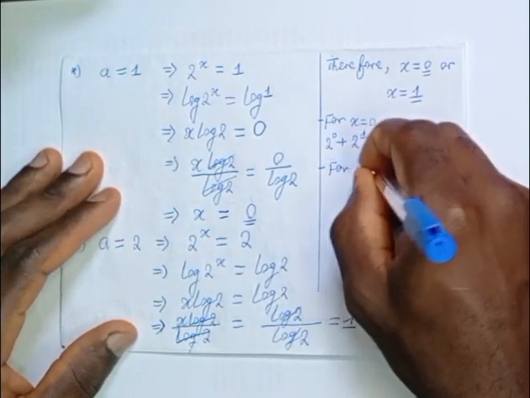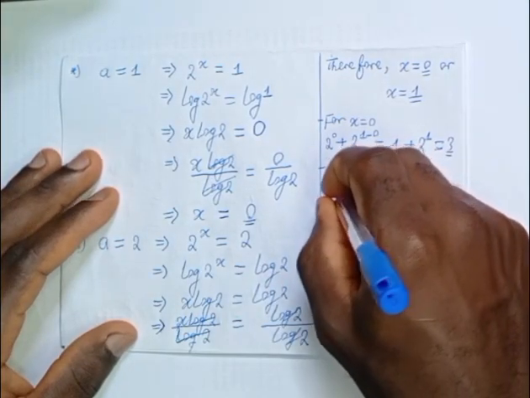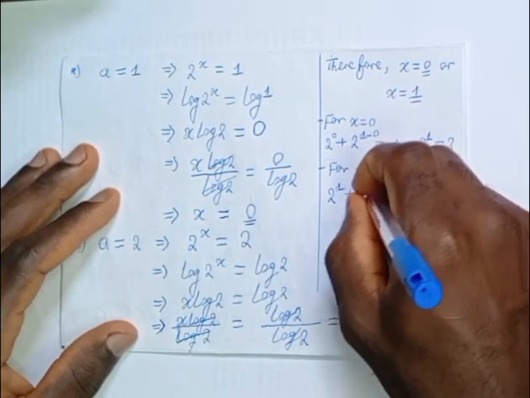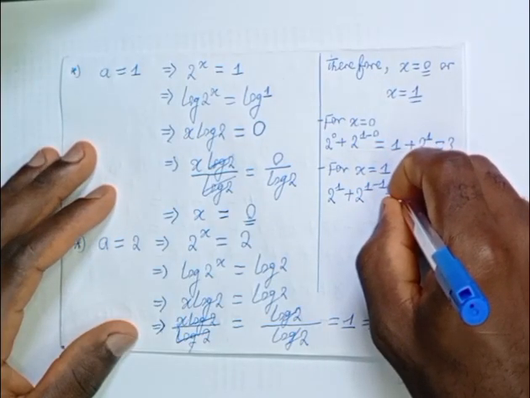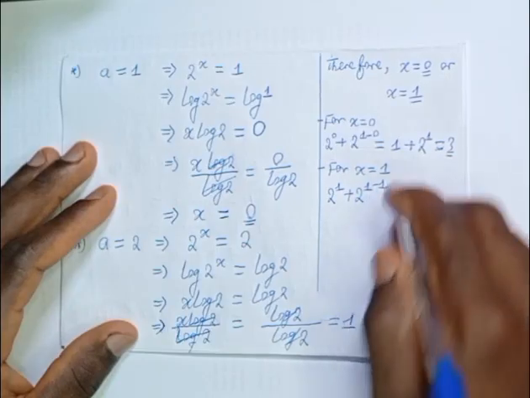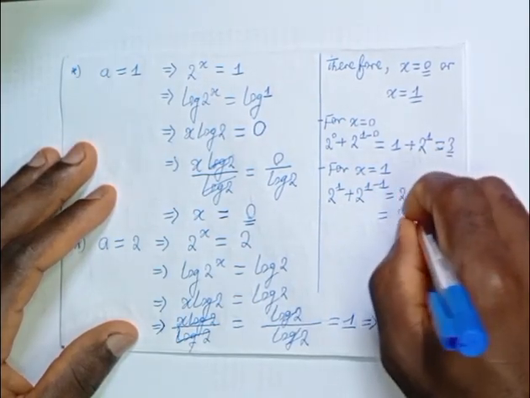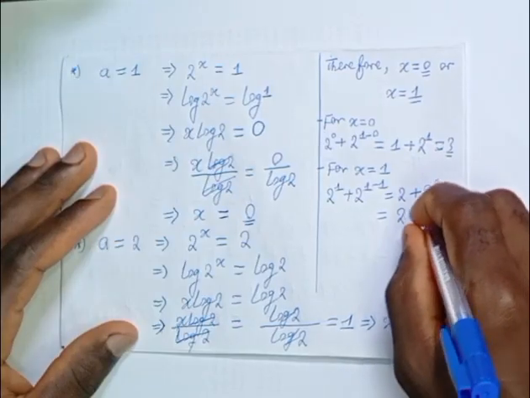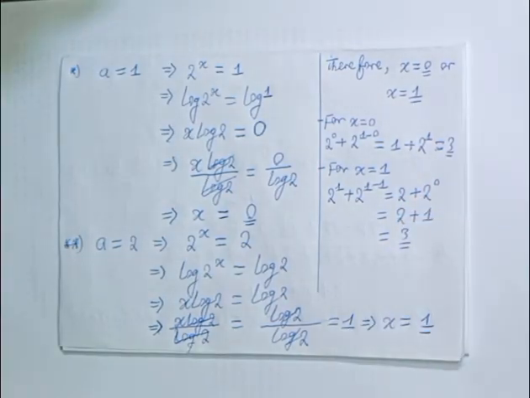For x equal to 1, this will give us 2 raised to the power 1 plus 2 raised to the power 1 minus 1, which is simply equal to 2 raised to the power 1 gives us 2 plus 2 raised to the power 1 minus 1 gives us 2 raised to the power 0. This is simply equal to 2 plus 2 raised to the power 0 gives us 1. 2 plus 1 gives 3, which is true. We are done with the solution of this question.